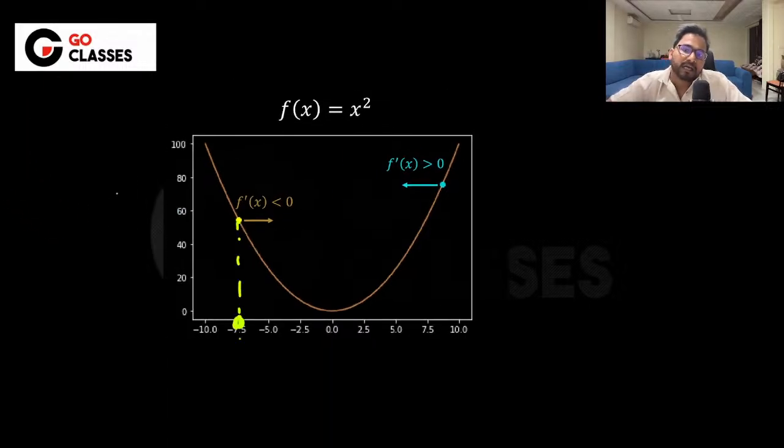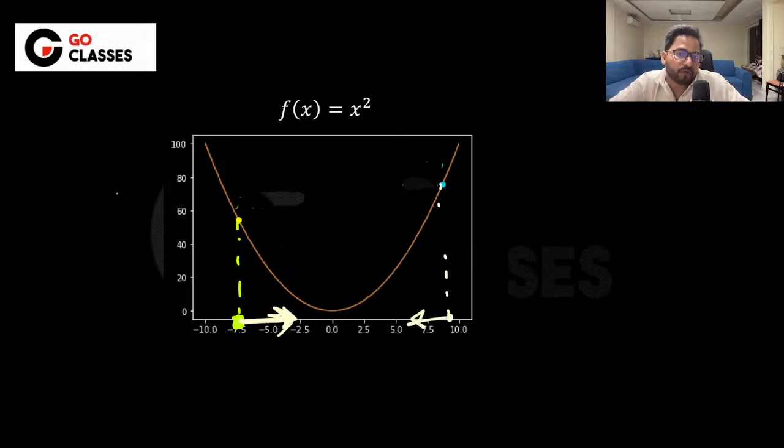In this case, if you want to go to the minima, will you be going to the right or to the left? Tell me. You will be going to the right. You are here, so you will be changing the value in such a way that you will be increasing the value of x. But if you are on the other side, you will be decreasing the value of x, I mean you will be going to the left.